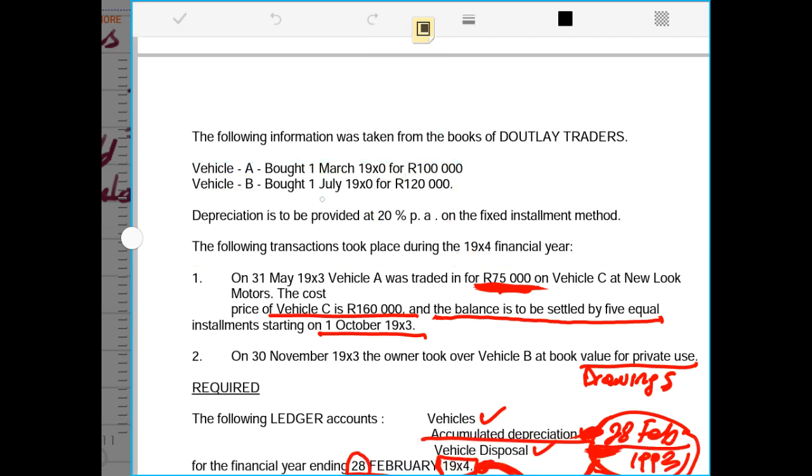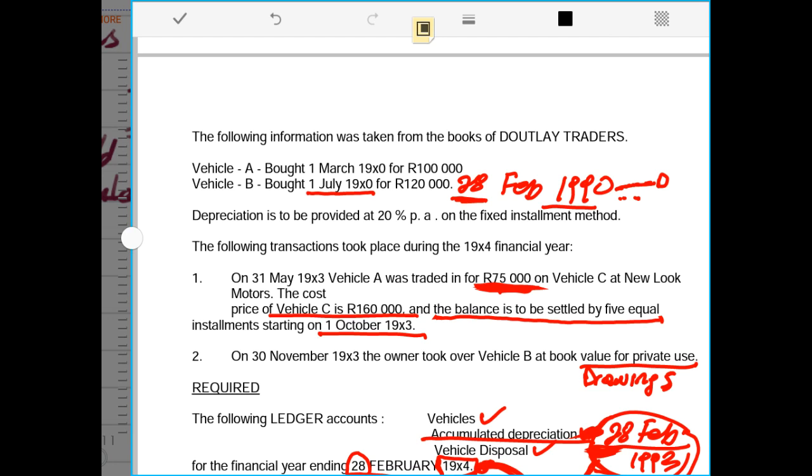So now if motor vehicle B was bought on the 1st of July 1990, you should definitely understand that it was not in the accounting period of 1990, because the accounting period of 1990 ended on the 28th of February 1990. So anything that took place after this date was no longer for this year, because this year ended on the 28th of February 1990. Anything that took place after this date was for the 1991 accounting period.